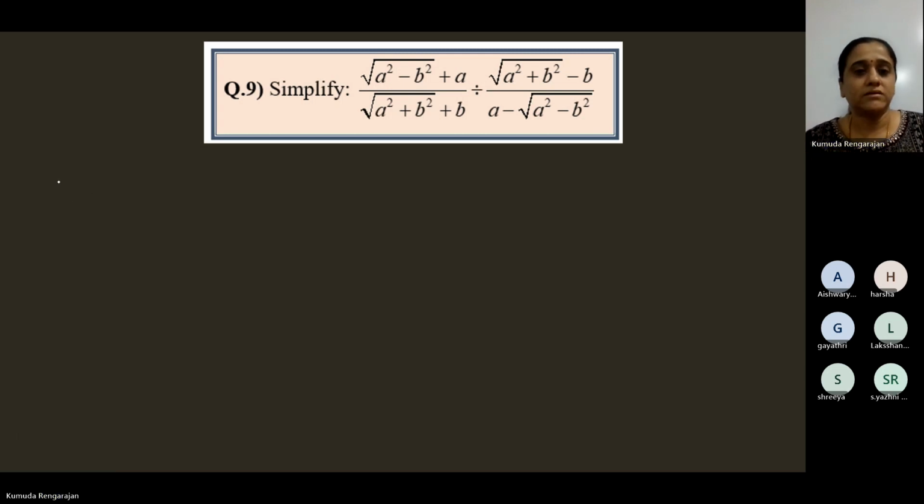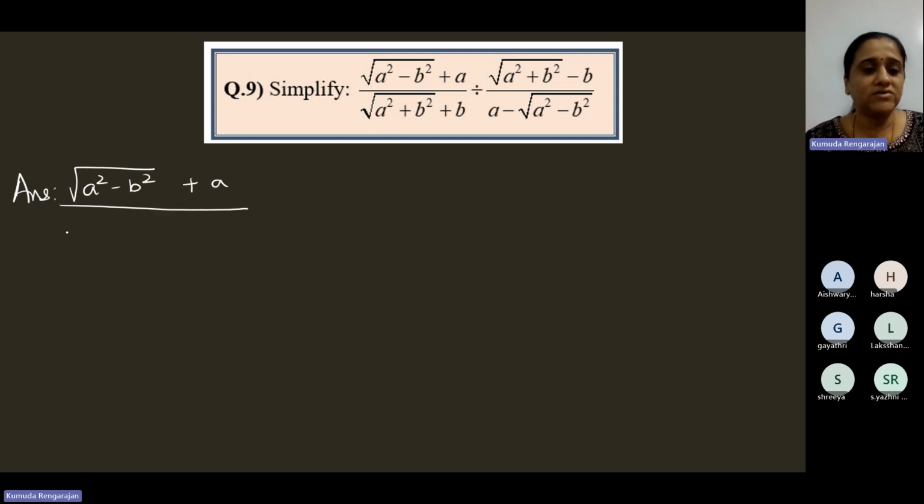All right. So don't write anything. Have you taken down the question? No, right? Please wait. Let's just discuss the answer and then you can do it. Okay, so you can see the two terms are connected by the division symbol, right? So we'll write the first term as it is, square root of a square minus b square plus a divided by square root of a square plus b square plus b.